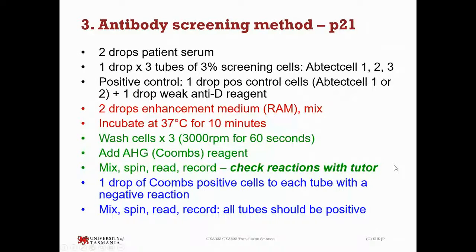Okay, so this is the screening method that you'll be using when you use your IAT to do your antibody screens. So you can see here that we add a patient plasma rather than serum. 2 drops of patient's plasma, 1 drop of the screening cells, either ABTEC cell 1, 2, or 3. And then we use a positive control. Why do you think we use a positive control rather than a negative control, or both a positive and a negative control?